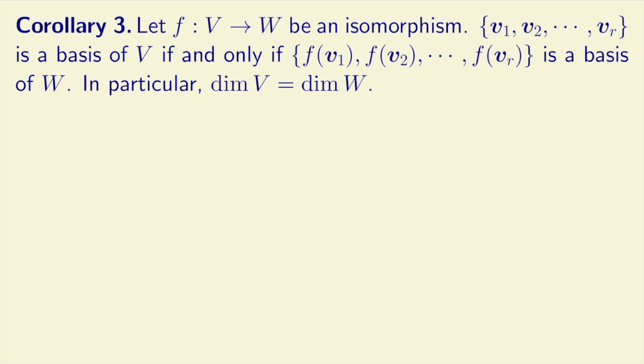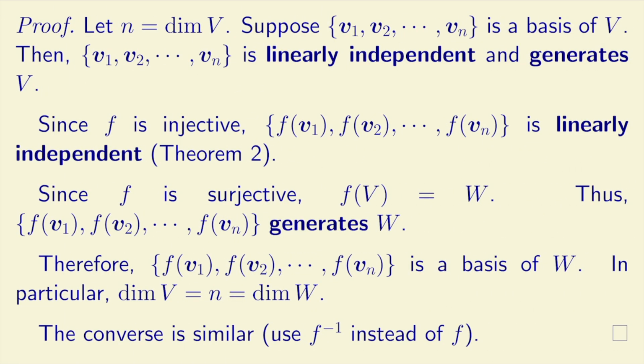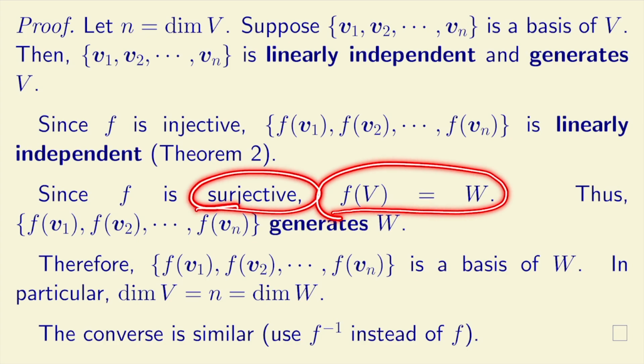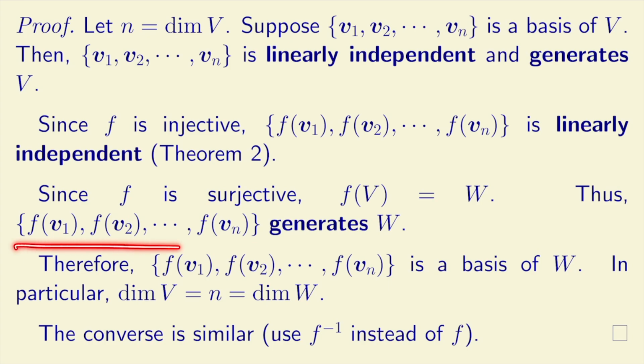Why is that a big deal? It's a huge deal. It also says that if f is an isomorphism, then the dimension of V is equal to the dimension of W. Let's look at the proof. The proof assumes v1, v2, ..., vn is a basis of V, where n is the dimension of V. Since a basis is linearly independent and f is injective, Theorem 2 tells us that f of v1, f of v2, ..., f of vn is also linearly independent. Since a basis also generates the entire space, and f is surjective, the set f of v1, f of v2, ..., f of vn generates W.